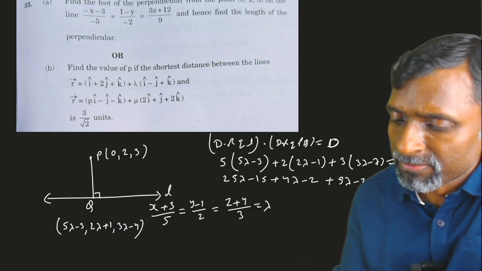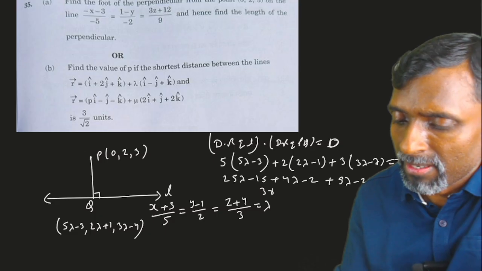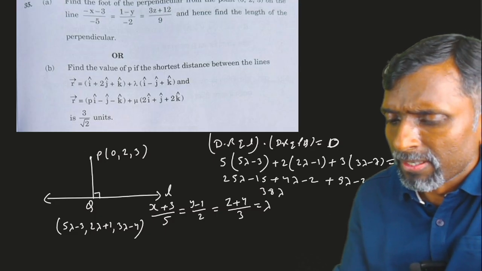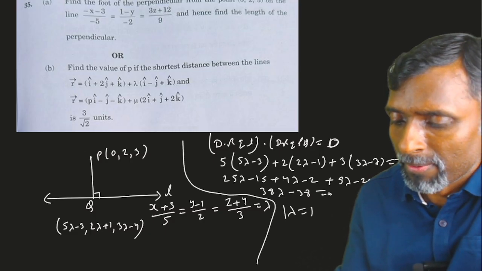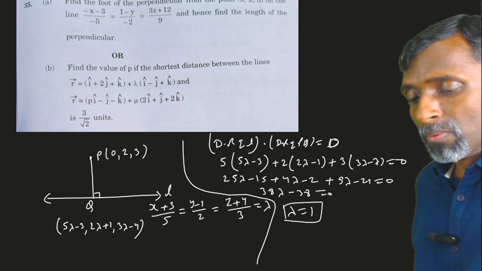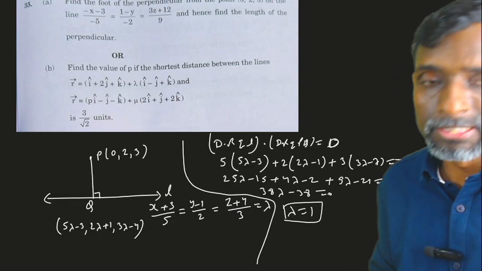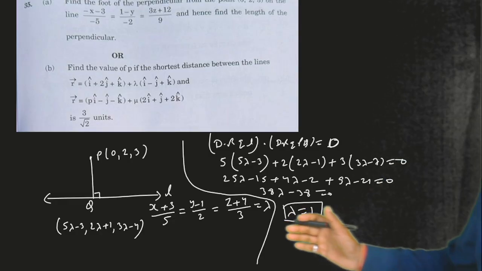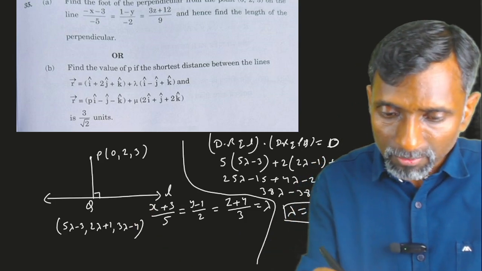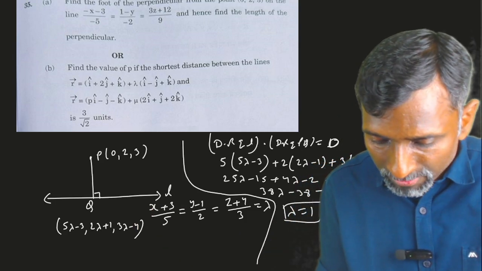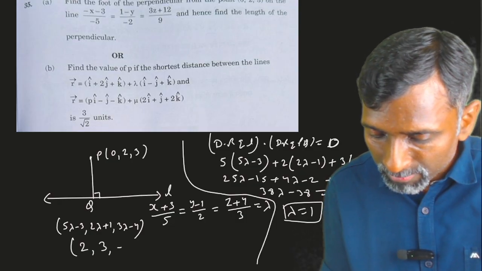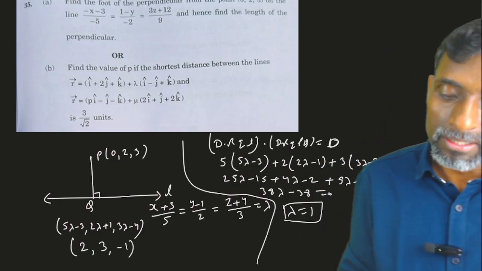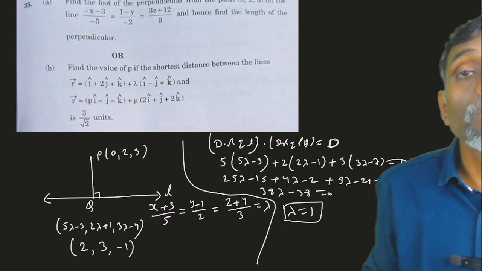So 25 plus 4 is 29, plus 9 is 38 lambda, and minus 38 is equal to 0. Lambda is equal to 1. So we got lambda is equal to 1, right? Now we put this value of lambda here to get the exact point Q. It is 5 minus 3, 2; 2 plus 1, 3; and 3 minus 4, minus 1. So (2, 3, minus 1) is the exact point, which is called the foot of the perpendicular.